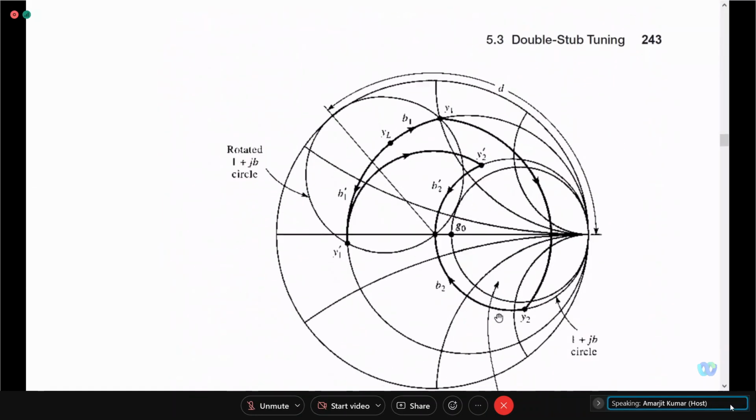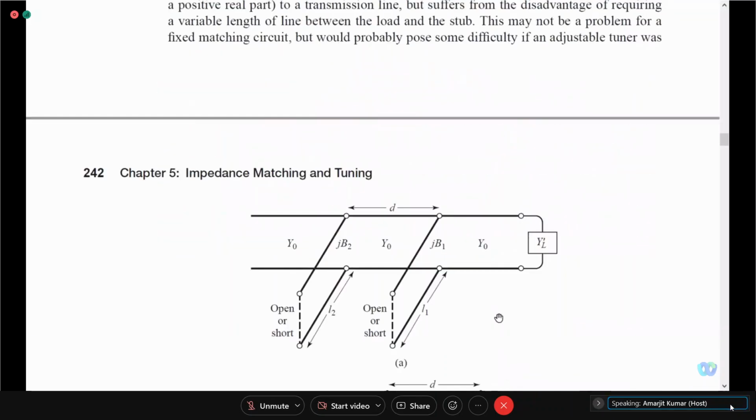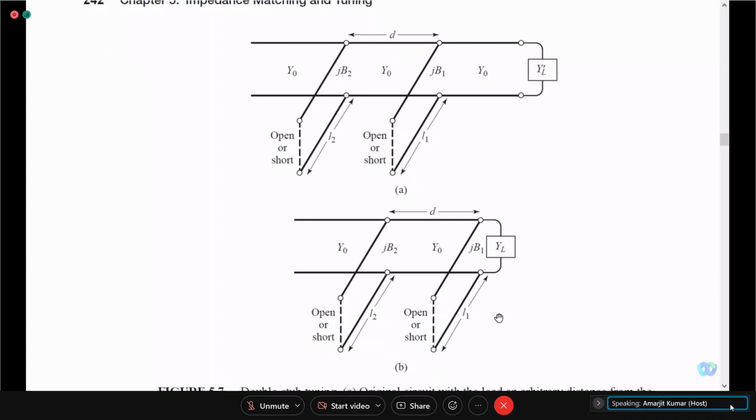Here what is happening? From YL, you keep this circuit. From YL we have placed one stub here, the first stub, with the susceptance B1. The susceptance of the first stub is B1. Then D distance we have to travel, and we will reach the position of the second stub, which is B2, susceptance B2, and here we have the feed line or transmission line. We have to match Y naught with Y.